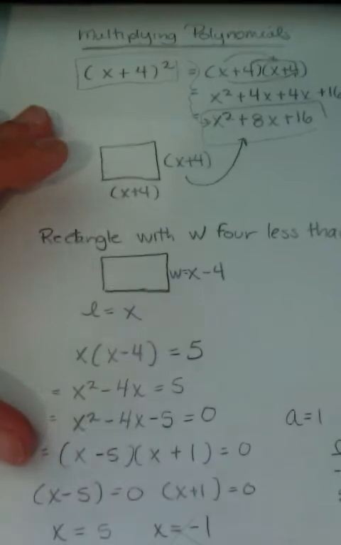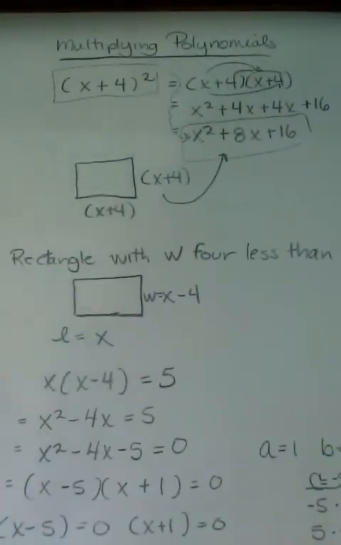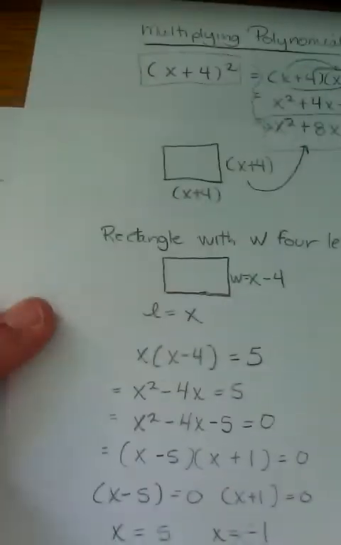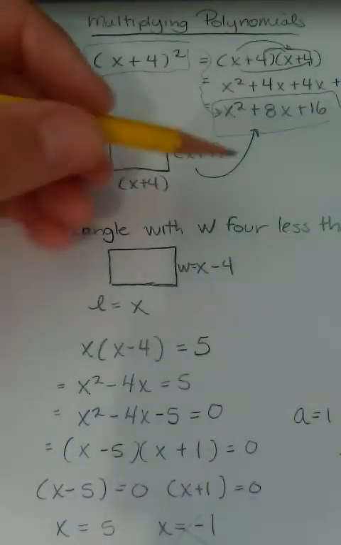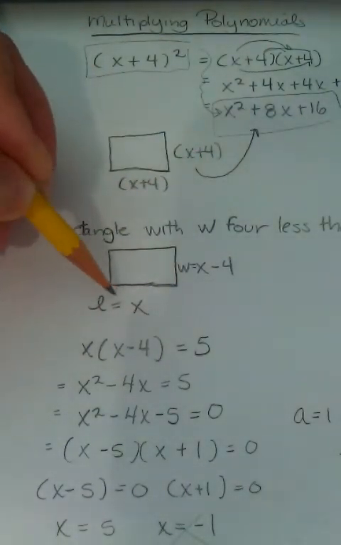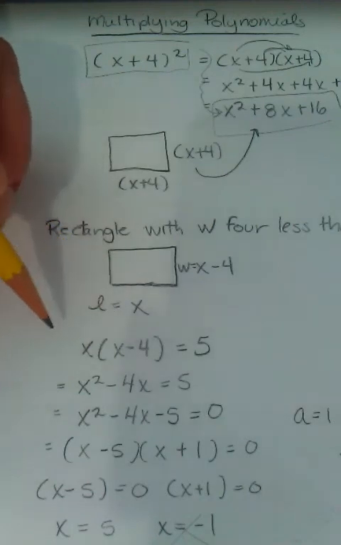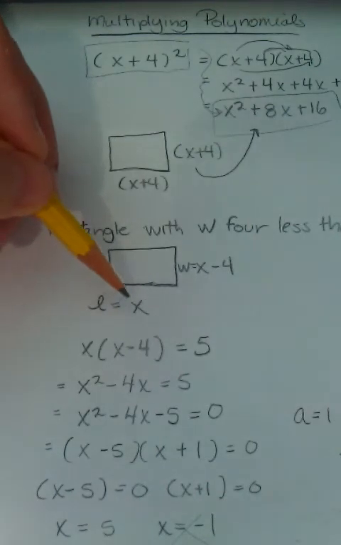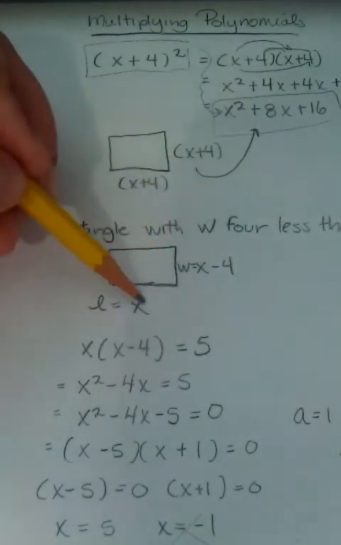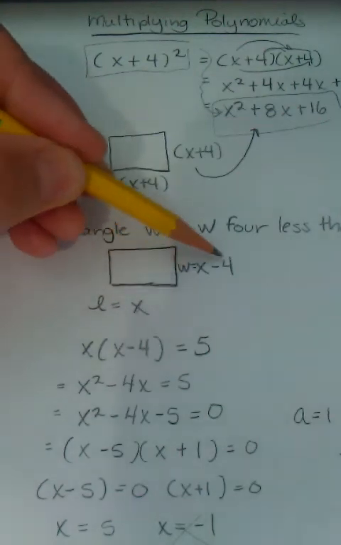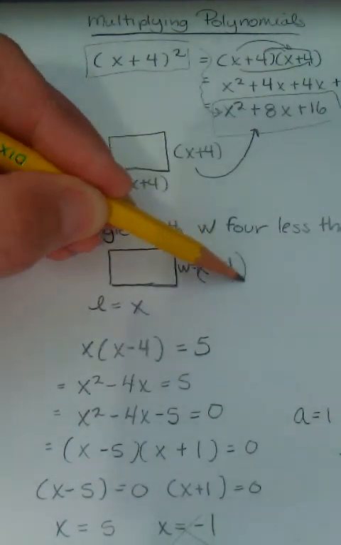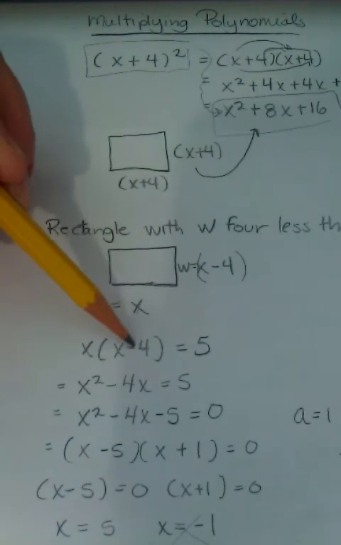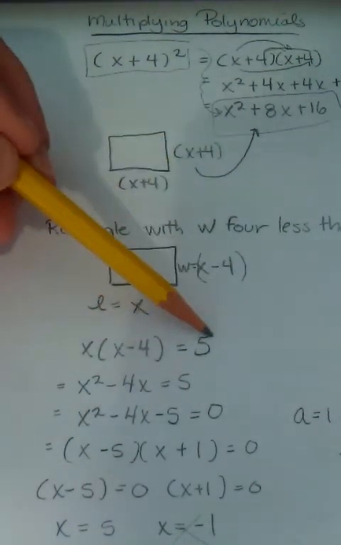So here would be a word problem. Let's say you have a rectangle with width 4 less than the length, and the area is 5 inches squared. So first thing you do is draw a picture, and I'm going to let length equal x because the width is 4 less than the length. So width is x minus 4. I remember that I'm looking for area, and the formula for area is length times width. So in this case it's x times x minus 4. And you were given that your area was 5.